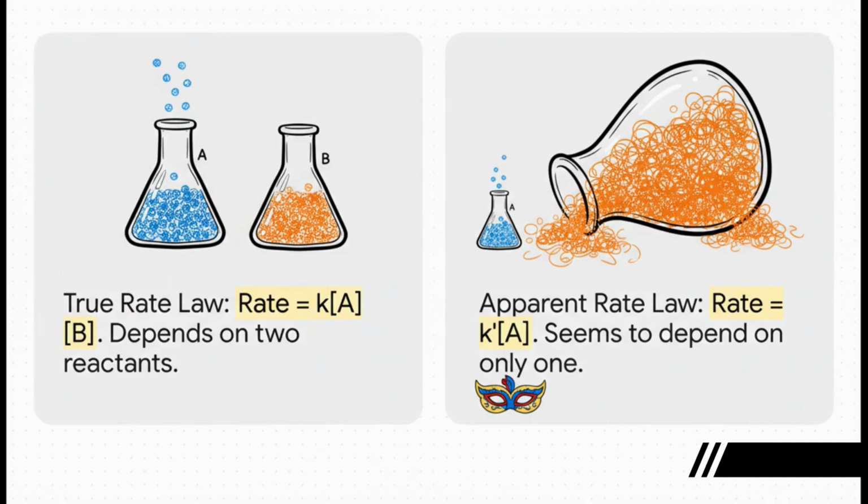But now, imagine reactant B is the entire ocean, and reactant A is just a single drop of ink. As the reaction goes on, that drop of ink disappears, right? Its concentration changes a lot. But the ocean? Does the ocean's concentration change? Barely at all. It's effectively constant. And that's why, on the right, it looks like the rate only depends on A, our little drop of ink.